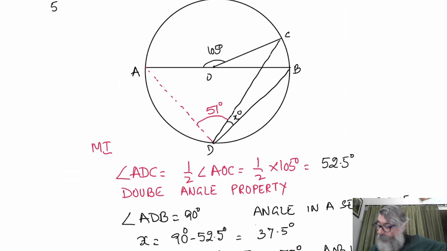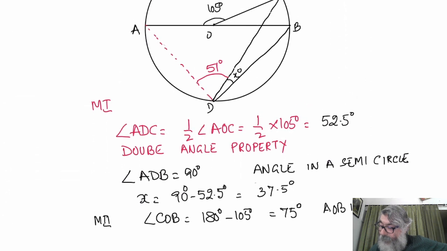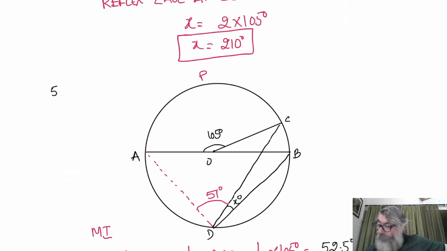So 180 minus 105 is 75 degree. So this angle X will be half of 75, 37.5 degree. What is the reason? Let me take another color to make it more clear to you. This angle came out to be how much?